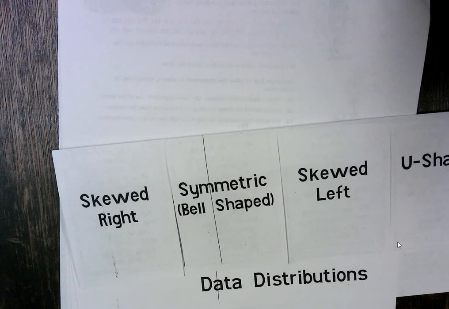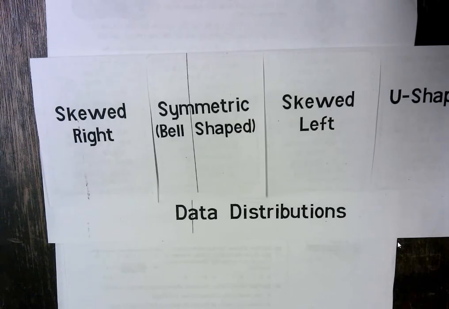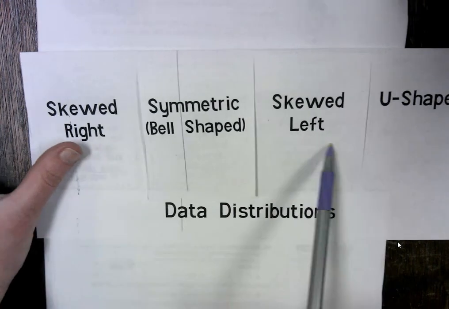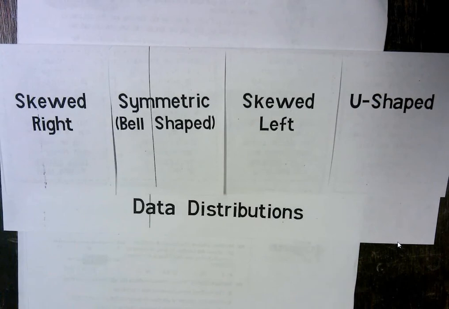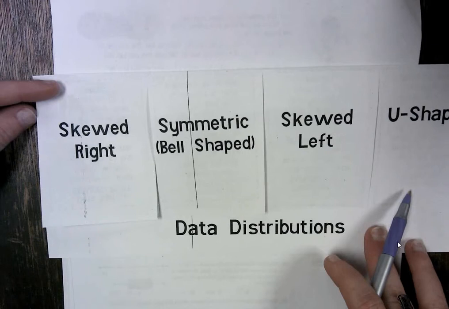Today we're talking about data distributions, and we know distribute means how does it look, how is it placed. There's different ways we can describe how graphs look. You can say that this graph looks like it's skewed to the right, it's symmetric, it's skewed to the left, or it has a U shape to it. So we're going to take our data, look at the graph, and basically describe how the graph looks.